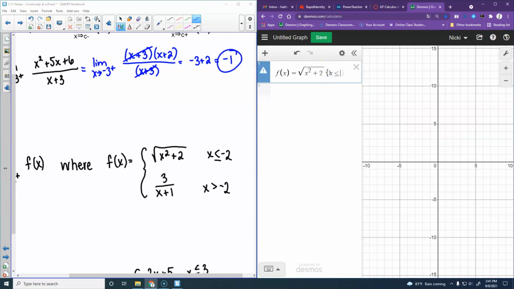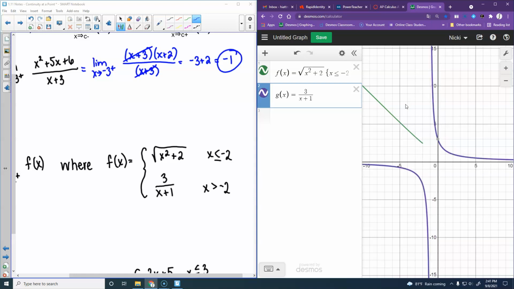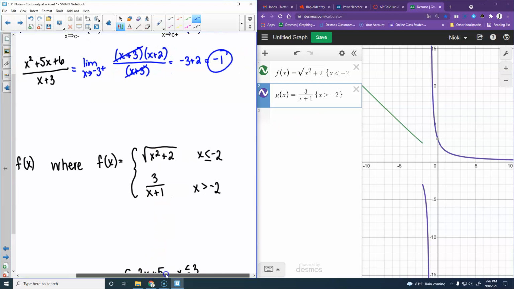X is less than or equal to -2. And then I'm just typing this in as 2 separate functions, although it's one. So what is that? I have graphed this. These are 2 we don't know how to graph by hand, right? We don't know how to graph the square root of x squared plus 2, or maybe 3 over x plus 1. We might could graph that, but we don't really want to, right?